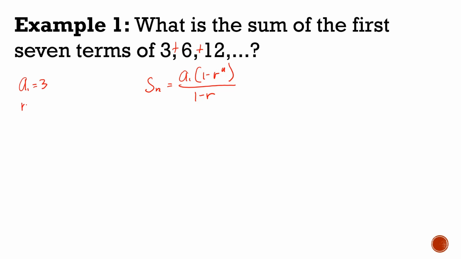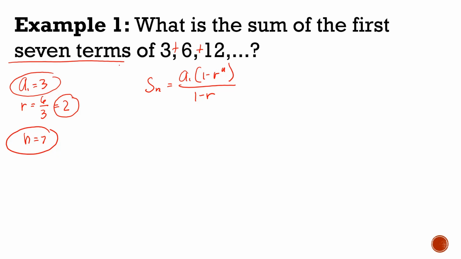We need to know also r, which is the common ratio of the sequence, and we can determine that by dividing 6 and 3, which is equal to positive 2. And then finally, we need to know n. Here it's 7. So after we identify these 3 variables, the next thing we will do is just plug them in the formula. So our first term is 3, times 1 minus 2 raised to 7 all over 1 minus 2.